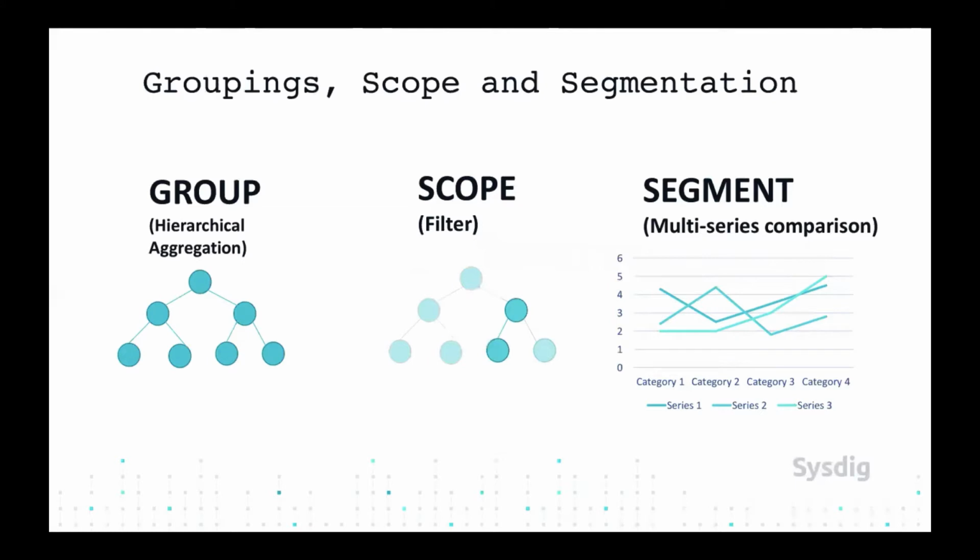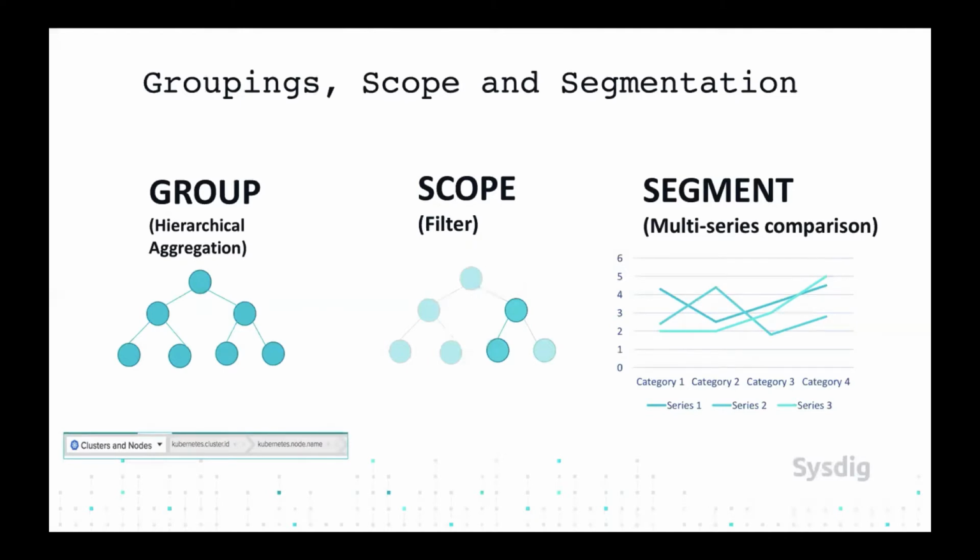I've been talking about grouping and scopes, so let me refresh everybody's knowledge on what we mean by those terminologies. In Sysdig, we have three fundamental concepts: groupings, scope, and segmentation. Grouping is a hierarchical aggregation. It looks something like this in Sysdig. If you go to Explore, you can select a set of labels and create a hierarchy in a particular order.